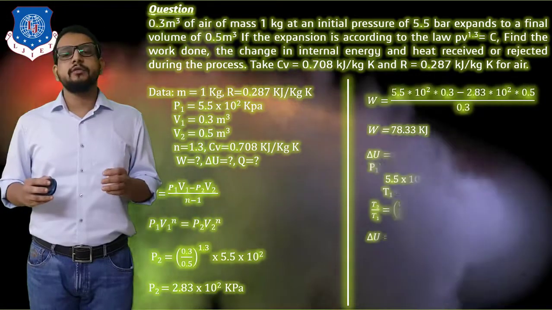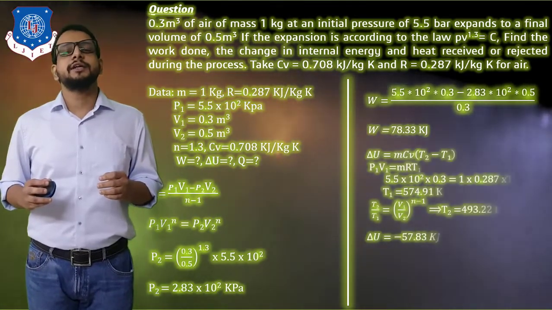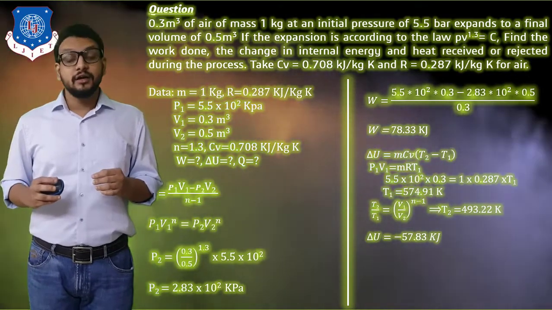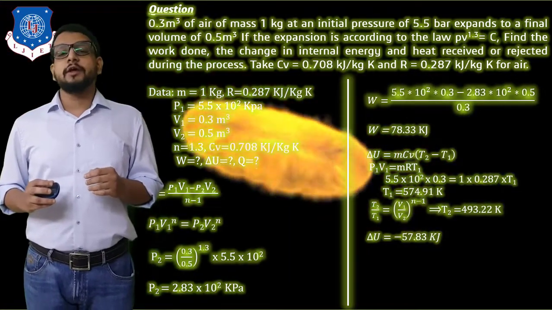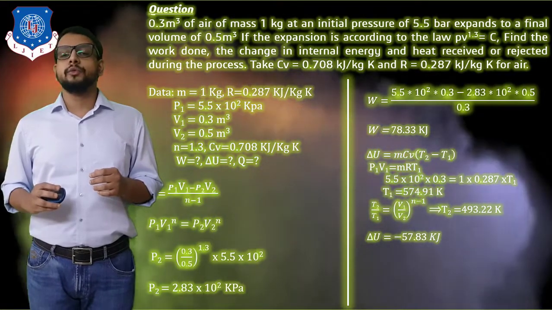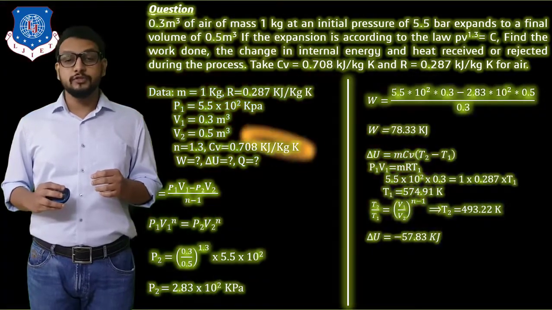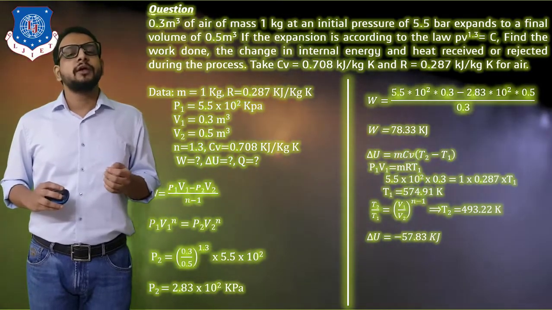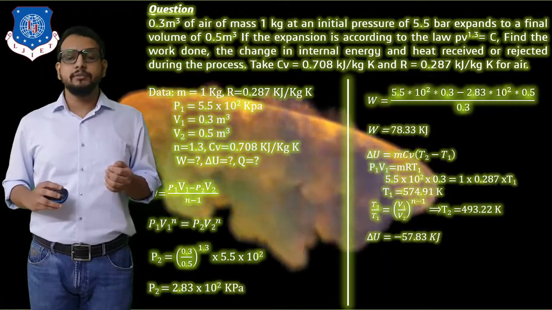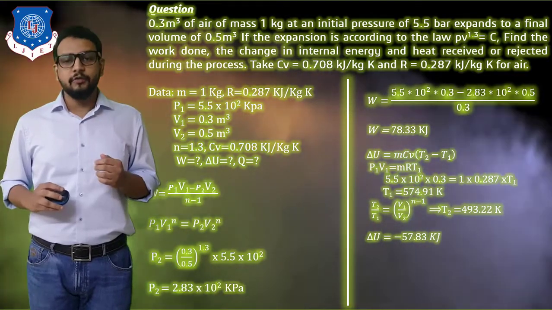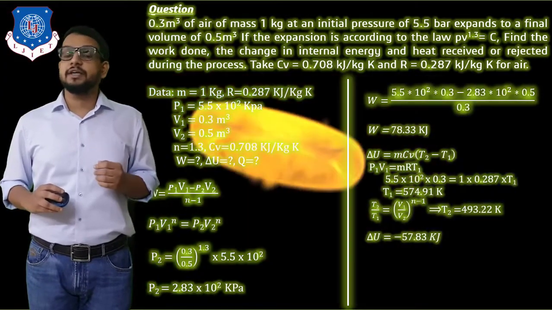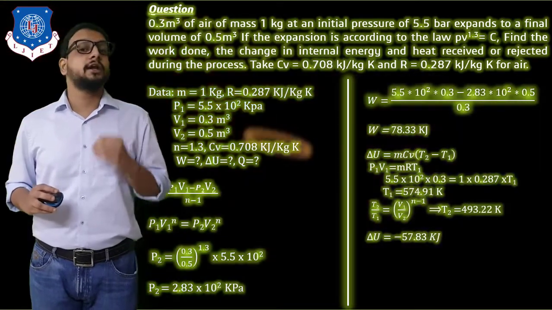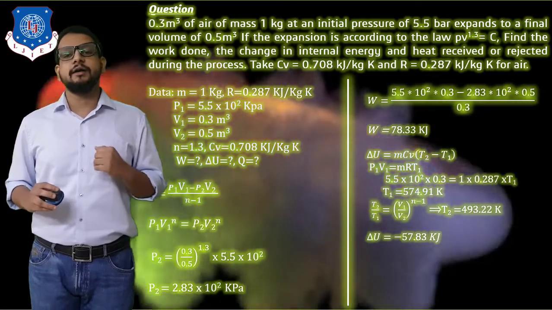Now next we need to determine change in internal energy, that is delta U, which is equal to m Cv (T2 minus T1). Now observe carefully whether the requirements of delta U are satisfied or not. So you would say mass is given, that is m is equal to 1 kg, Cv is also known, that is 0.708 kilojoule per kg Kelvin, right. T1 is unknown in this case and T2 is also unknown. So our first target will be to determine T1 and T2 in order to find out delta U.